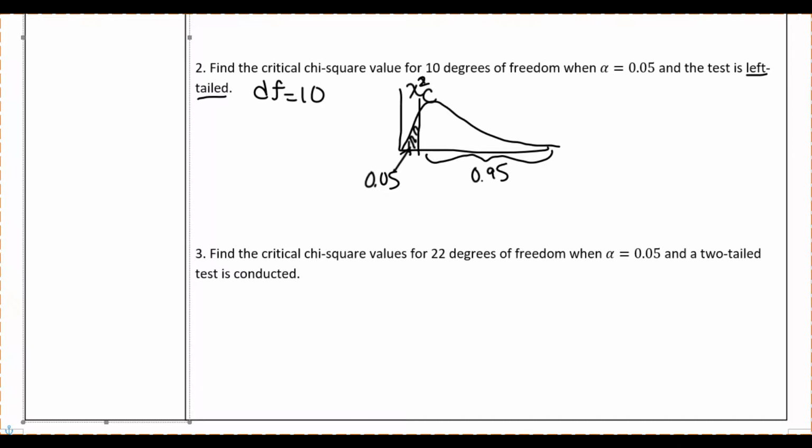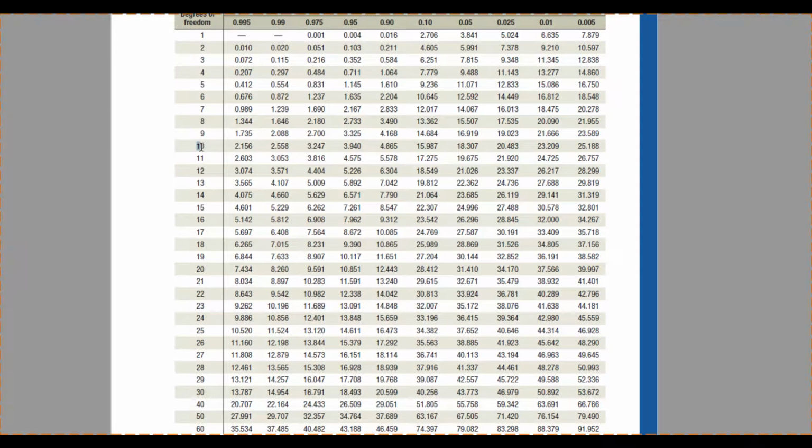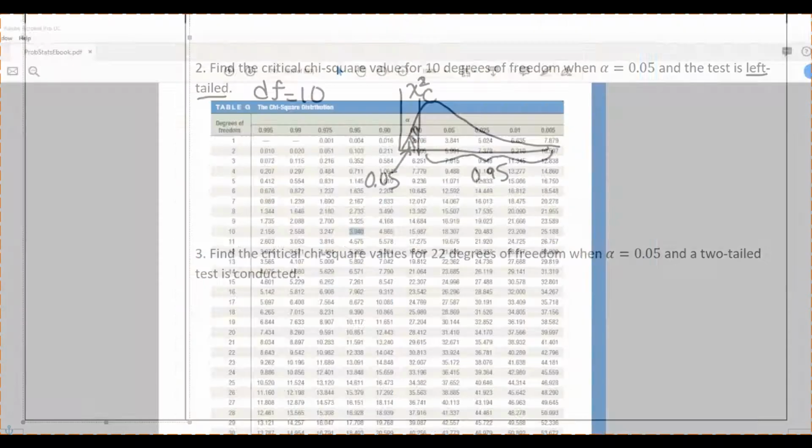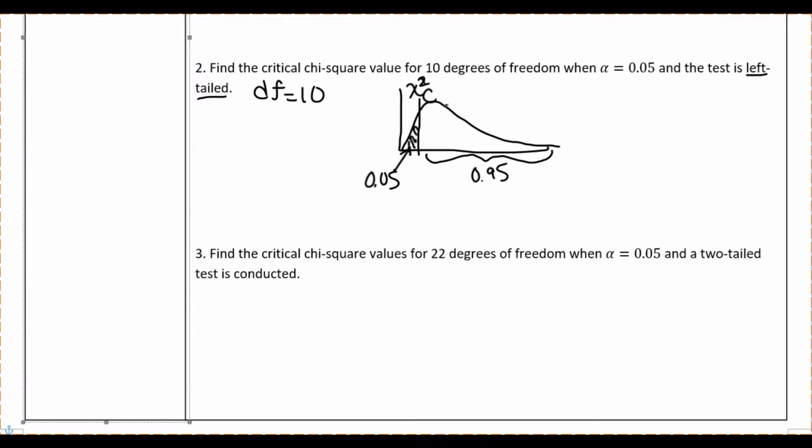So if we go to the table, we're going to look up df of 10 and an alpha of 0.95. So we're on this side of the table. So we got 10 and 0.95, so our chi-square is 3.94. So that was the adjustment that needed to be made. So we get chi-square is 3.940.